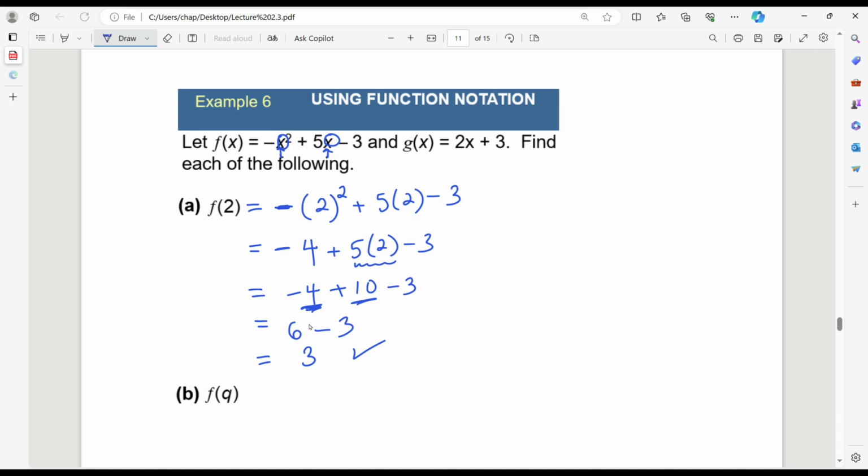Notice I line up all my equal signs, and I only write f of 2 once. We don't need to write it multiple times.